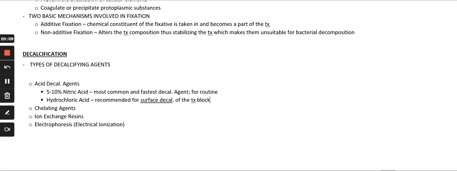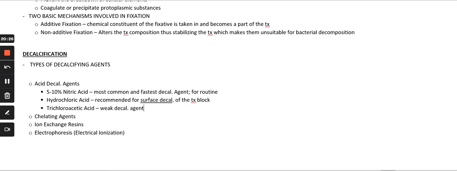Now, another one is trichloroacetic acid. Your trichloroacetic acid is a weak decal agent. Its decalcification time is from 4 to 8 days. Medyo dugay-dugay jud siya. Now that's for your acid decalcifying agents.